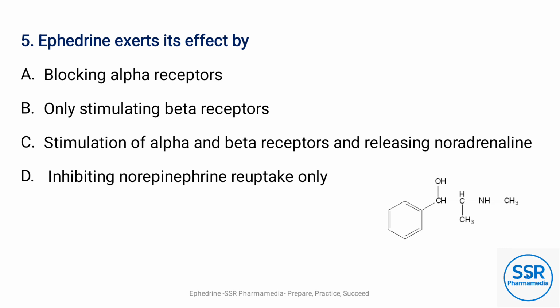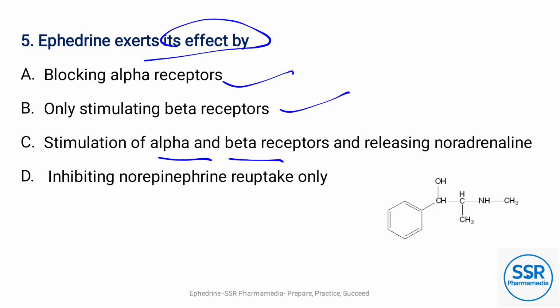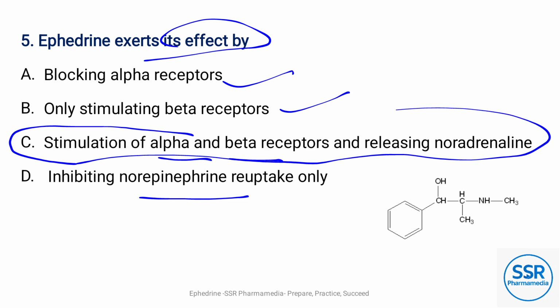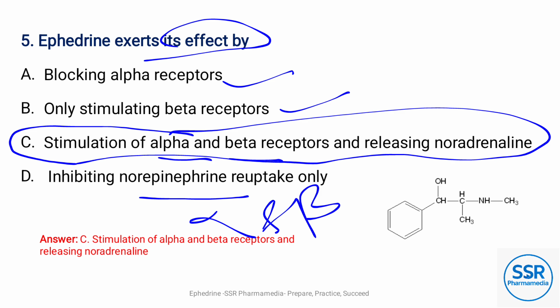Then next question. Ephedrine exerts its effect by: A, blocking alpha receptor; B, only stimulating the beta receptor; C, stimulation of alpha and beta receptors and inhibiting the norepinephrine reuptake only. So here a very important thing is that the right answer is option C. Ephedrine will stimulate both alpha and beta, so stimulation of alpha and beta receptors and releasing noradrenaline.